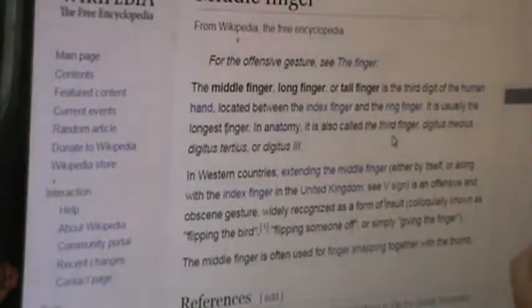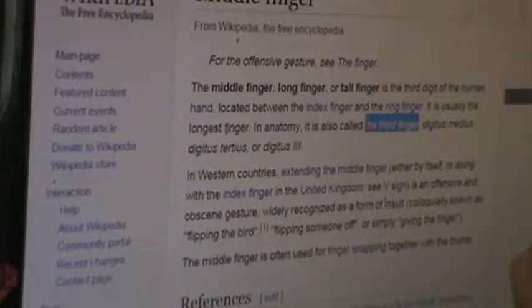In anatomy, it is called the third finger. Well, that works flawlessly. So that's what I was looking for.